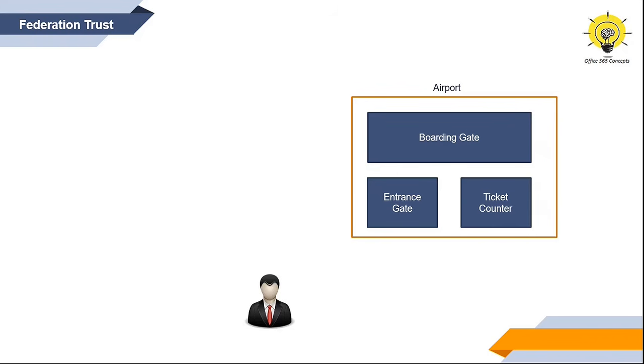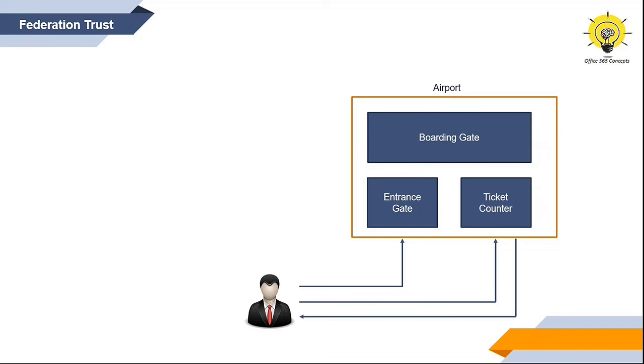Now let's understand what a federation trust is. Let's consider one example. Let's say you are going to board a plane. When you enter the main gate of the airport, you need to show your ID proof. An ID proof can be your driving license, a passport, or even an Aadhaar card. Once you show your ID proof, you go to the ticket counter from where you get the boarding pass. And once you get the boarding pass, you go to the boarding gate and board the flight.